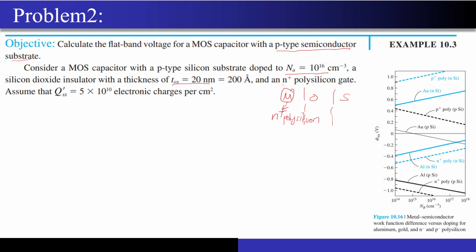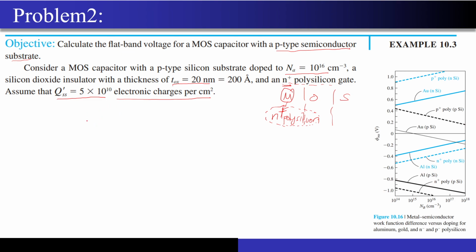And why N plus? Because whatever material I am actually using, I want it to resemble very close to metal, right? That's why you can see it has been doped heavily compared to the P-type substrate. It is not a P plus type substrate, right? So I have to dope it heavily so that this material resembles a metal. So they are using the N plus polysilicon gate over here, and assuming that this QSS dash, that is the charges that are actually trapped in the oxide, right? They are telling us that there are 5 times 10 to the power 10 electronic charges per centimeter square that are actually trapped in the oxide, right?